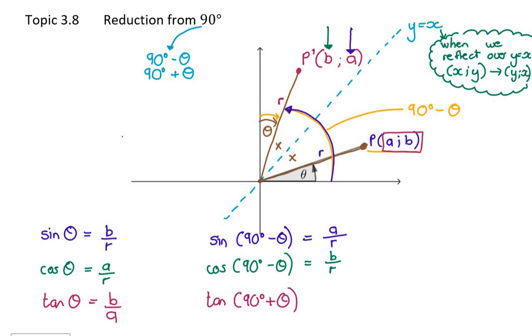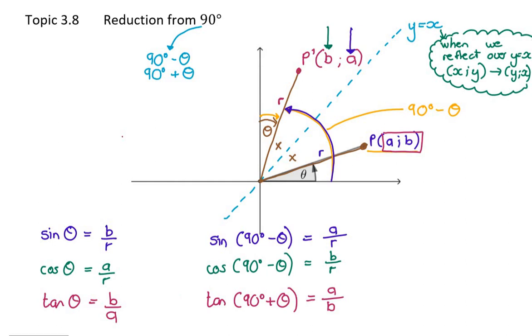And if I look at tan of 90 plus theta, tan by definition is the y value, which in this case is a, over the x value, which is b. So again, tan of theta is not the same as tan of 90 plus theta. These are now entirely different.